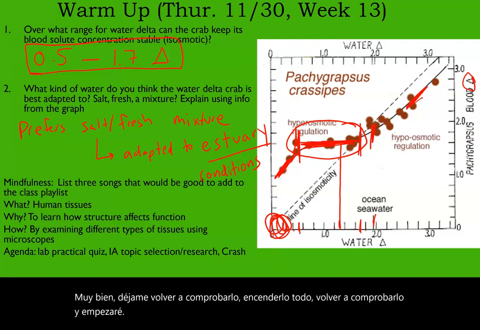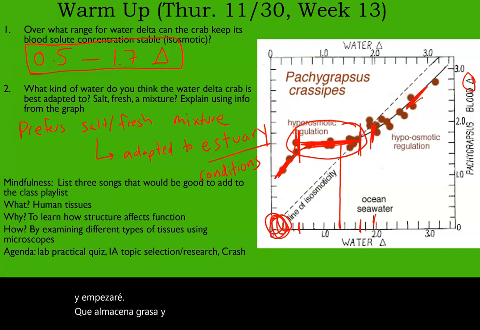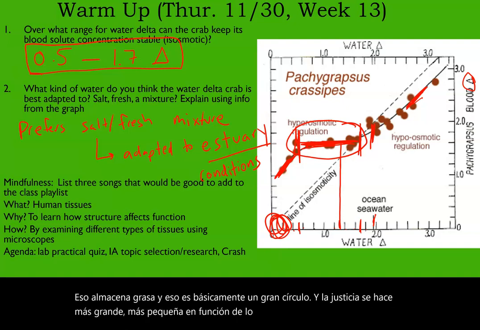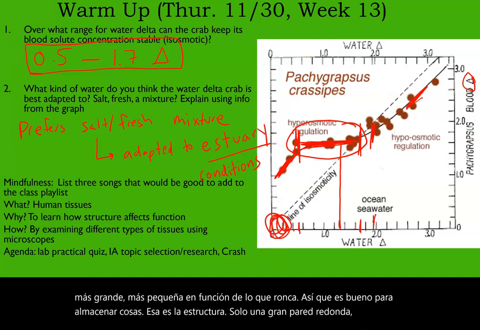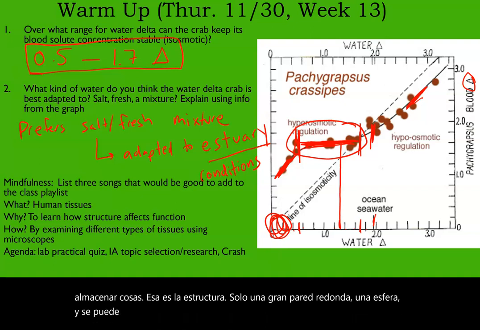Well, that stores fat. And that just basically is a big circle and just gets bigger or smaller based on what it's storing. So it's good at storing stuff. That's the structure, just a big round ball, a sphere. And it can just fill up with fat to store energy and then shrink when it gets used. Yeah.